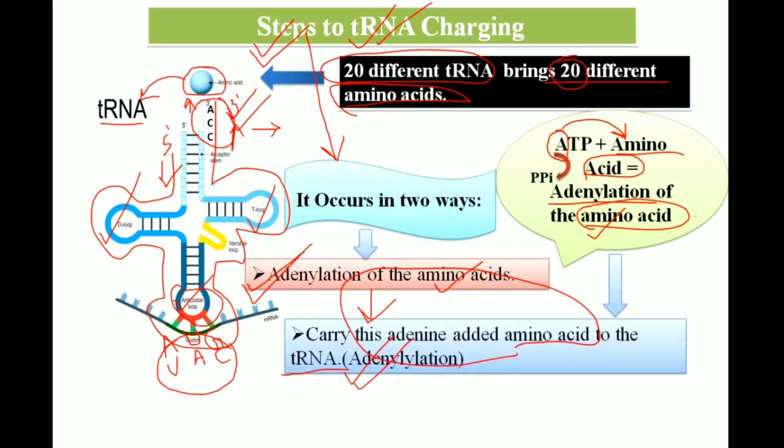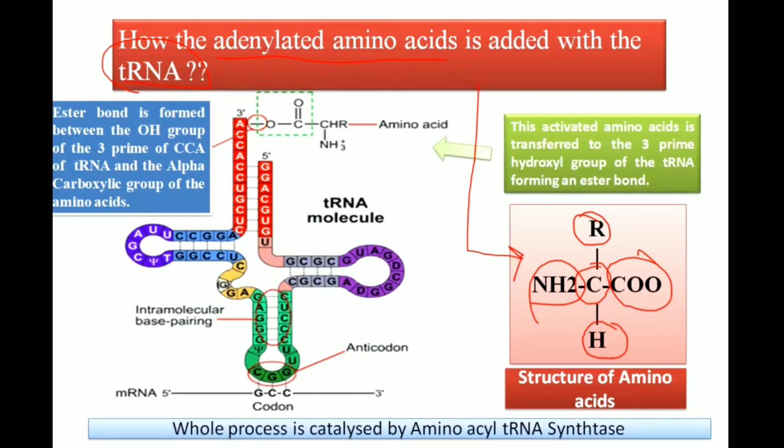These amino acids that get activated by the addition of this ATP molecule, or the addition of adenine, will go and bind with the hydroxyl group of the 3' end of this tRNA, which consists of a CCA sequence, and they will bind with the help of ester bond formation. This ester bond is formed between the hydroxyl group of the 3' of the CCA of the tRNA and the alpha carboxylic group of the amino acid. So this way they will form an ester bond, and they can now bind with the tRNA, and this is catalyzed by an enzyme known as aminoacyl tRNA synthetase.